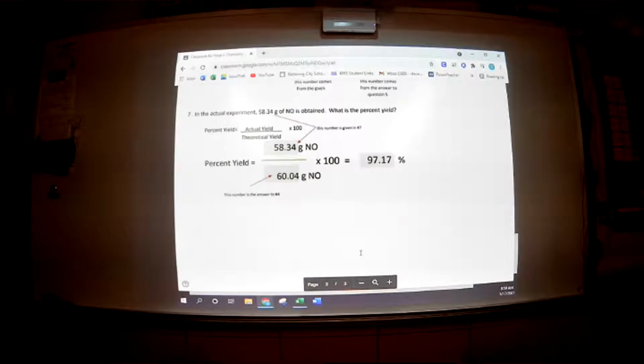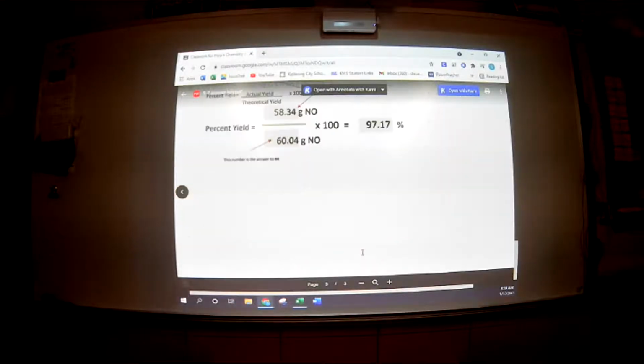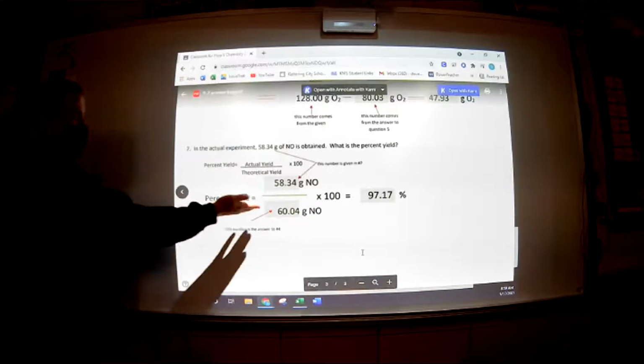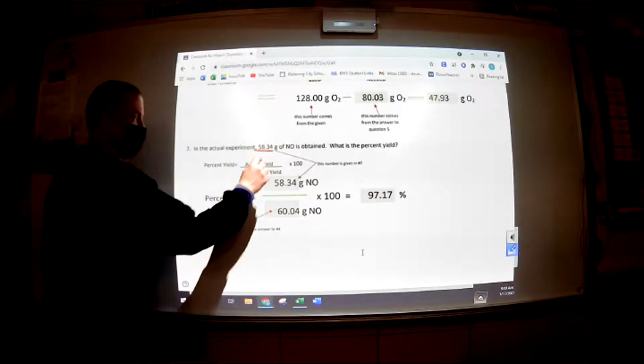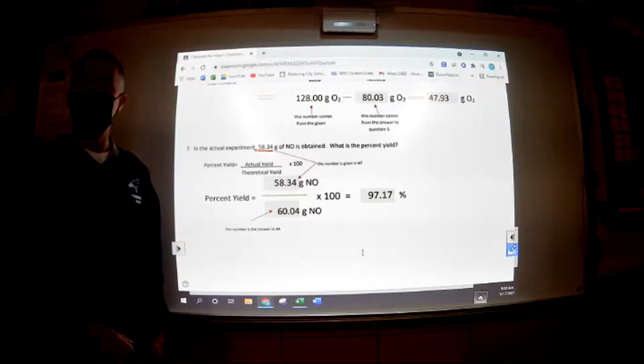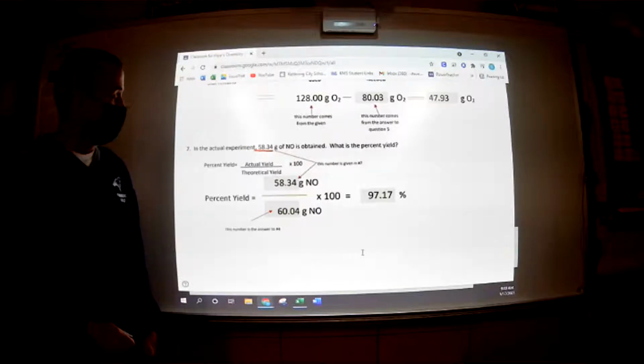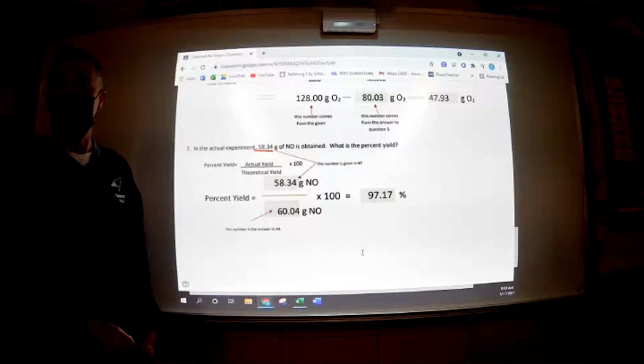Right here, though, if everything went perfect, we could make 60.04 grams, but they told you we didn't. We only made 58. So somewhere 2 grams might have been lost. Maybe not all the ammonia's found oxygens. Maybe some of the nitrogen monoxide escaped before we could collect it.